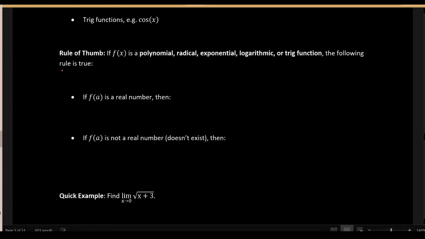Suppose that you take your number a and you plug it into the function. If you get a real number as a result of plugging in a, if f at x equals a is a real number, then the two-sided limit exists. And not only that, the limit is equal to the function's actual value.